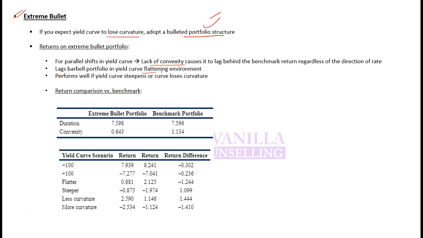It lags the barbell portfolio in yield curve flattening again. Why? Because it has lower convexity. As it has lower convexity, it will underperform the barbell portfolio in a flattening environment. It performs well if the yield curve steepens. So if the yield curve is steepening or losing curvature, the barbell portfolio will underperform, but bullet will outperform. Why? Because bullet has lower convexity. So in scenarios where extreme barbell outperforms, bullet will underperform. Why would it underperform? Because it has lower convexity.